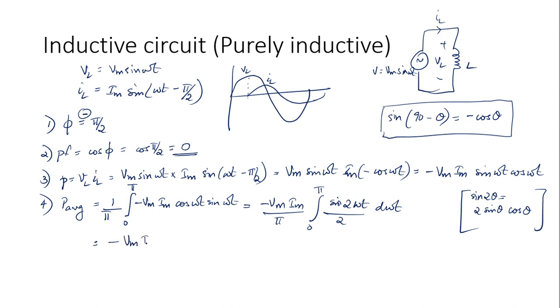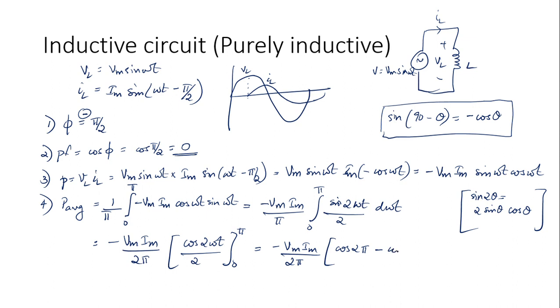You will get it as minus Vm Im by 2, and integral of sin omega t is cos, here it is 2 pi. So I'm just taking this 2 outside, cos 2 omega t divided by 2 from 0 to pi. You can apply the upper and lower limits. So it is minus Vm Im by 2, Vm Im by 2 pi, and you apply the upper limit and lower limit. So you are going to get cos 2 pi minus cos 0 divided by 2.